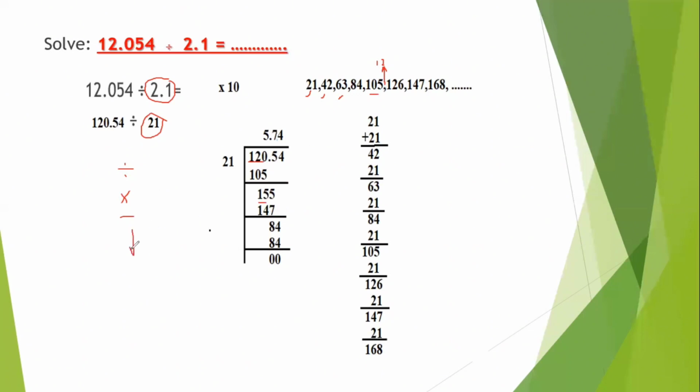After that I have to bring down the next digit. But I didn't find a digit, I found a decimal point. Put the decimal up, put the digit down. So now I have 155.